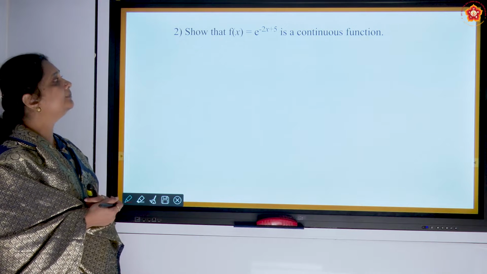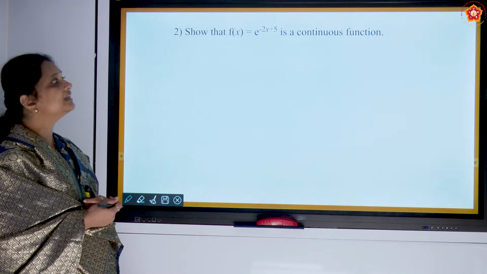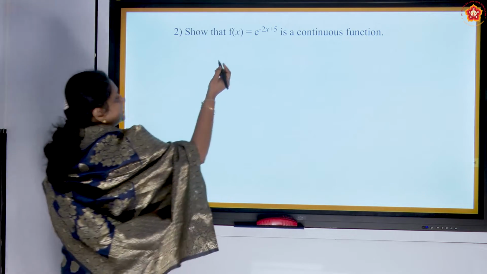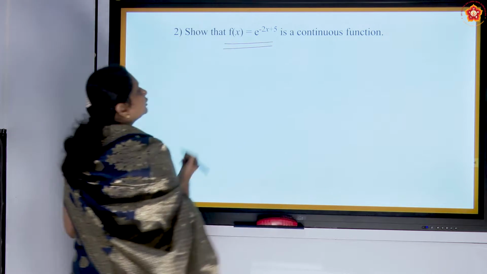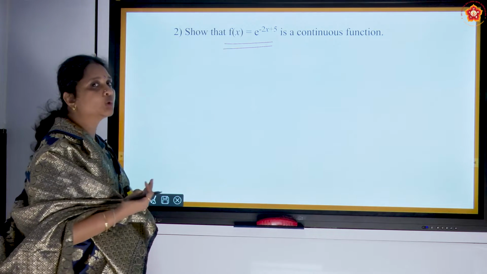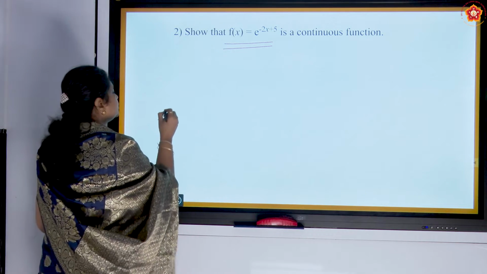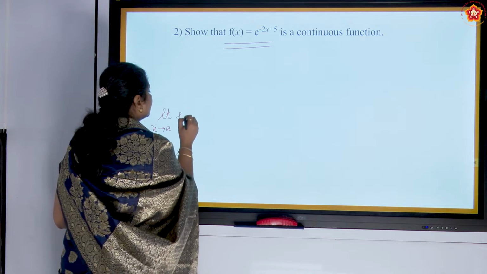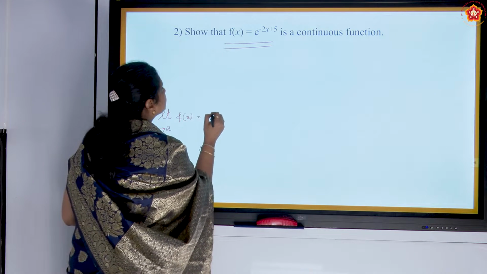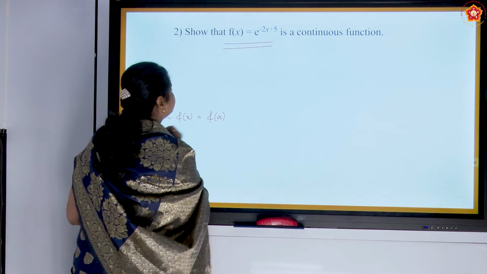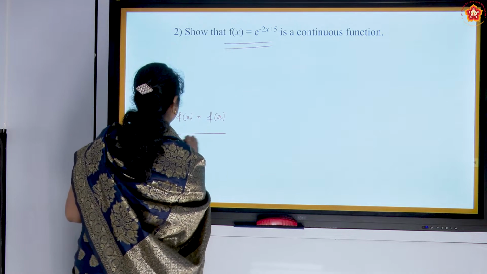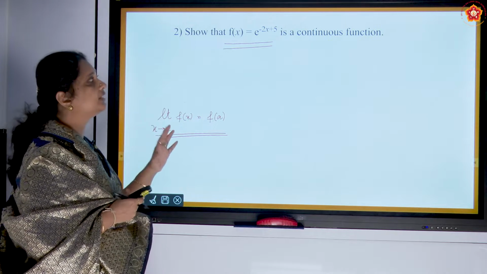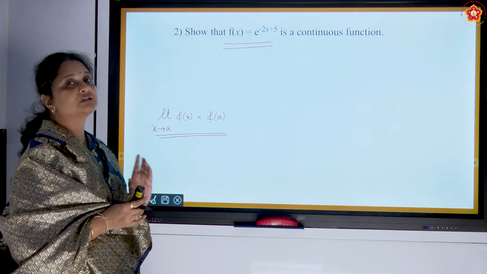Show that e power minus 2x plus 5 is a continuous function. Now let's see how we are going to show it. So for us to show this, how do we show that a function is continuous? We need to show limit x tending to a, f of x is equal to f of a. So now he says, to show that the function is continuous, no particular point is given.